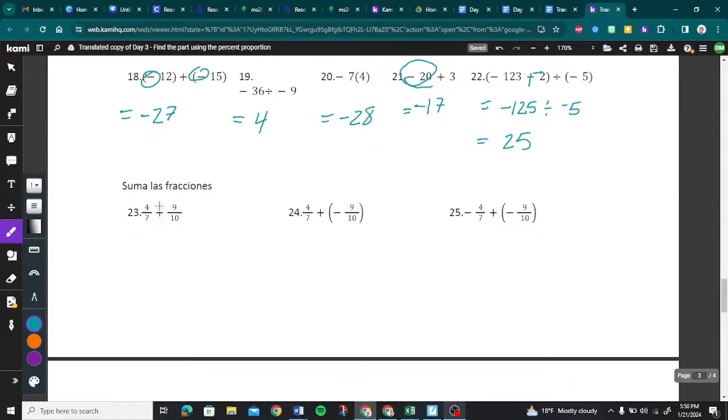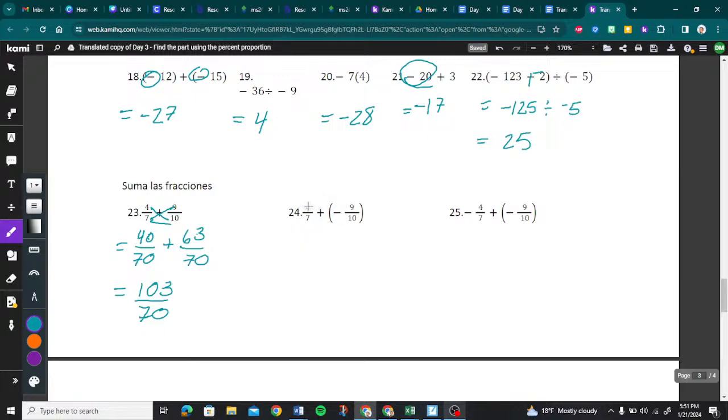Over here, we want to add the fractions. So what I've taught my students to do is the following. We take 10 times 4, which is 40. 7 times 9, which is 63. Oops, that's supposed to be 63. And then 7 times 10, which is 70. And then we add. 40 plus 63 is 103 over 70.